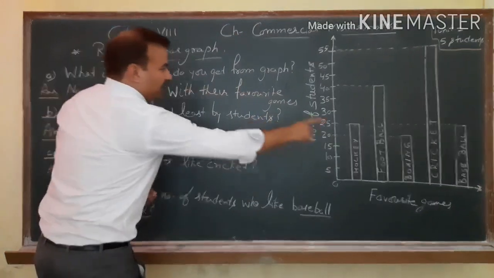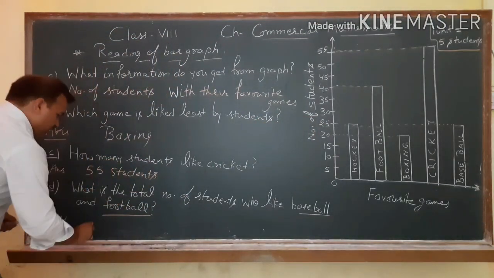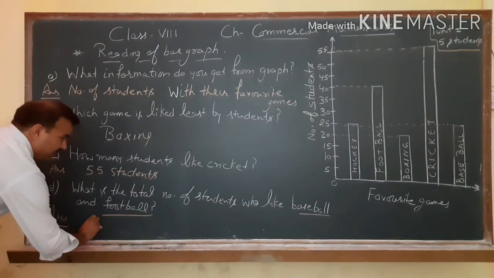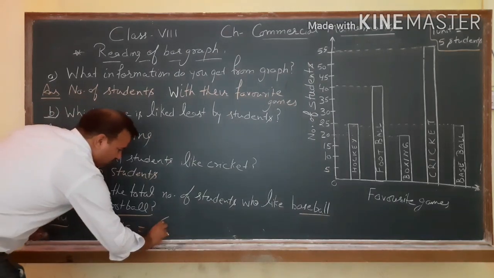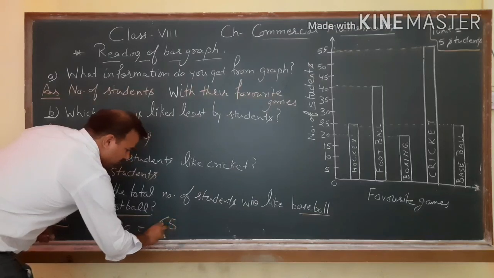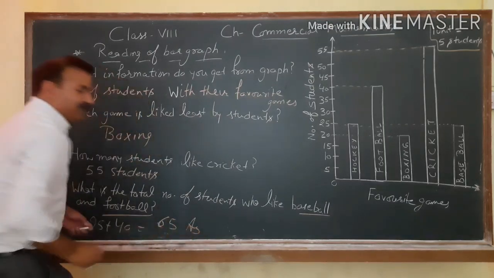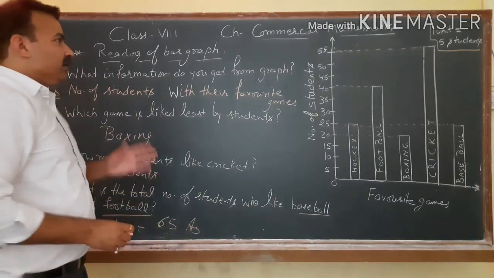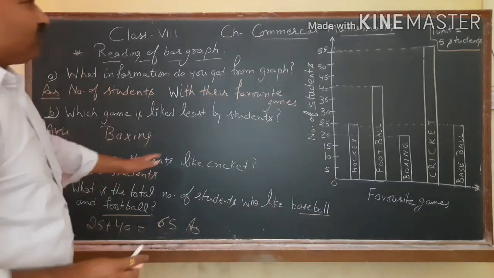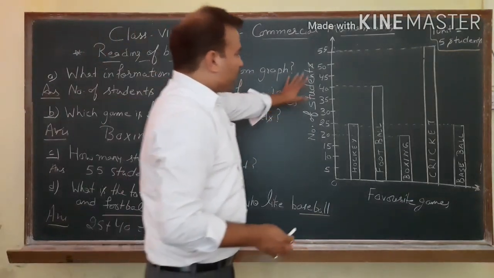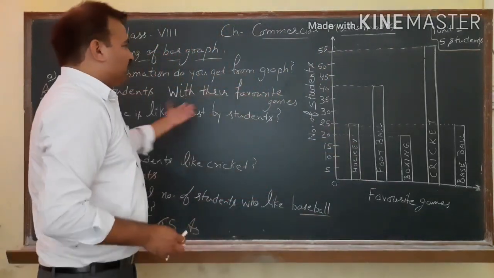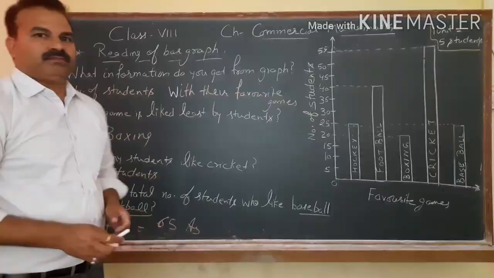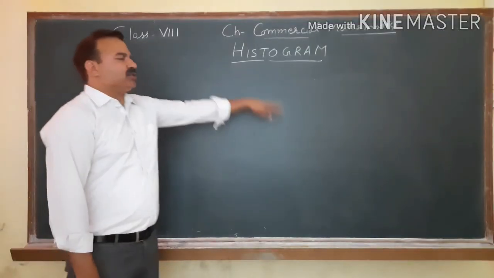So 40 plus 25 makes 65. So we may write this as 25 plus 40 is equal to 65. That is the answer. So reading a bar graph is very easy. We get complete information from this graph, whatever is given, and then we have to write it in our own language. Now the next topic is the histogram.